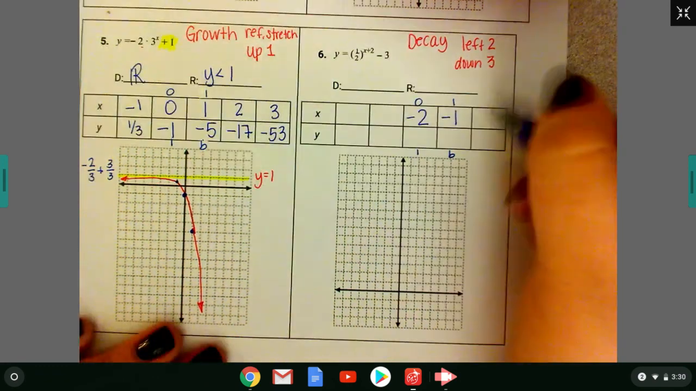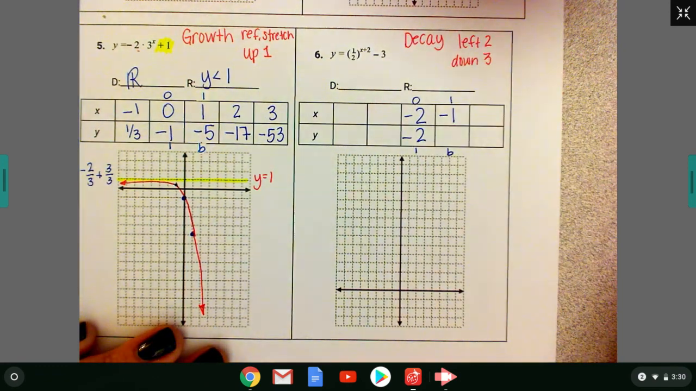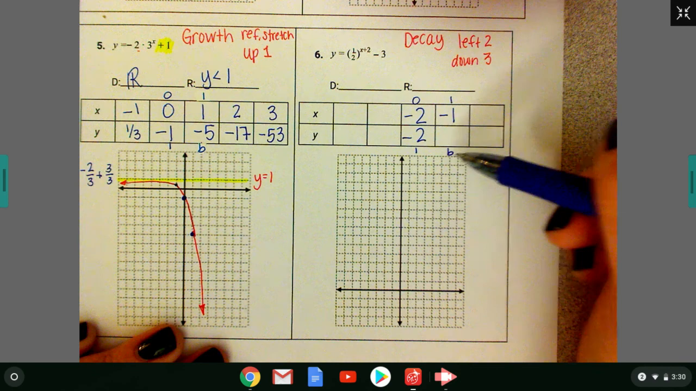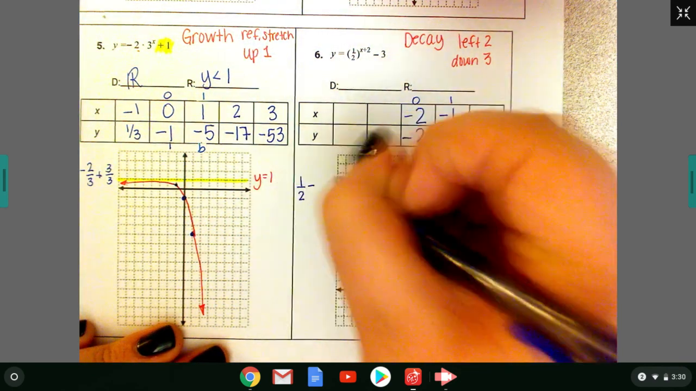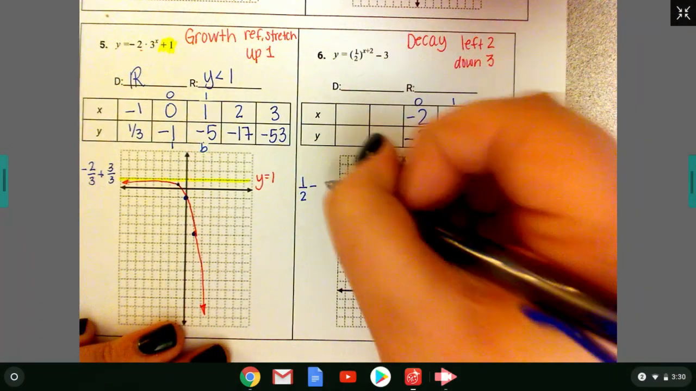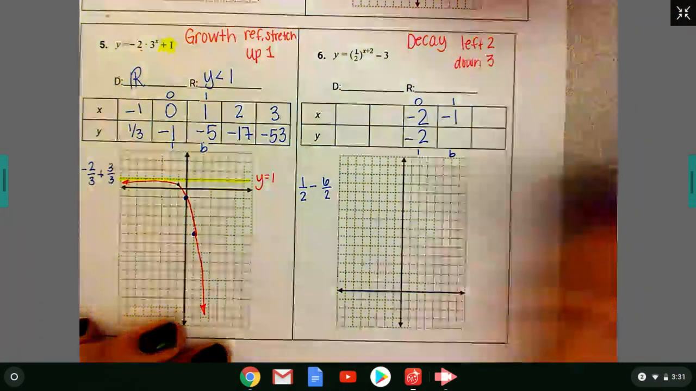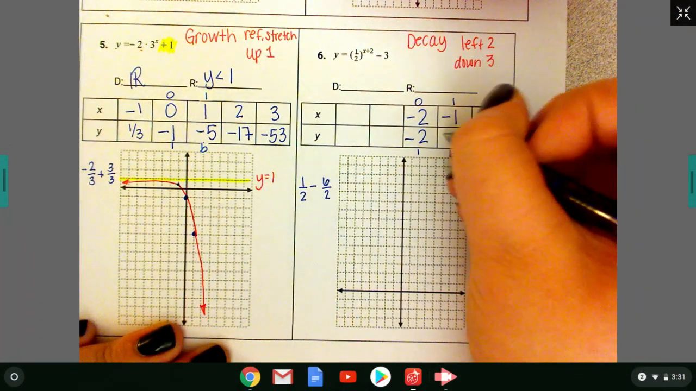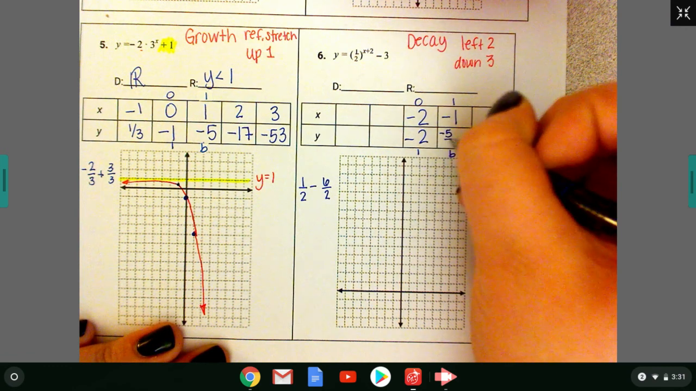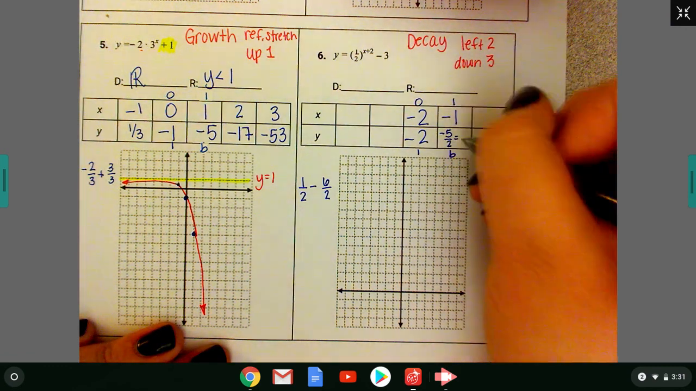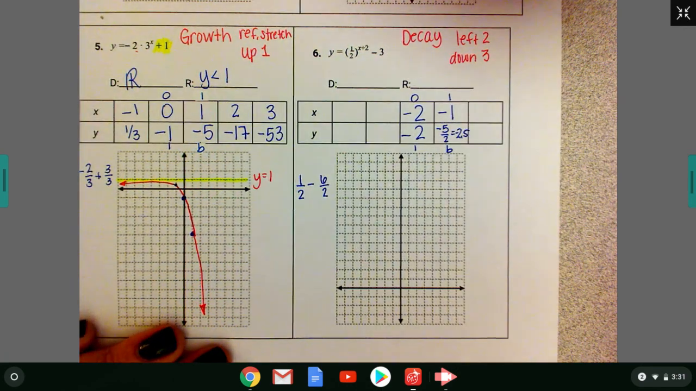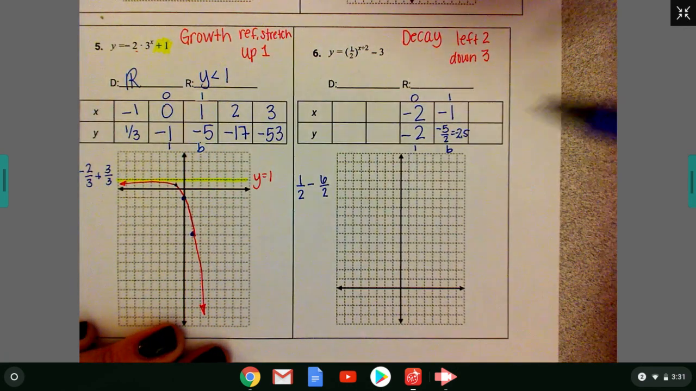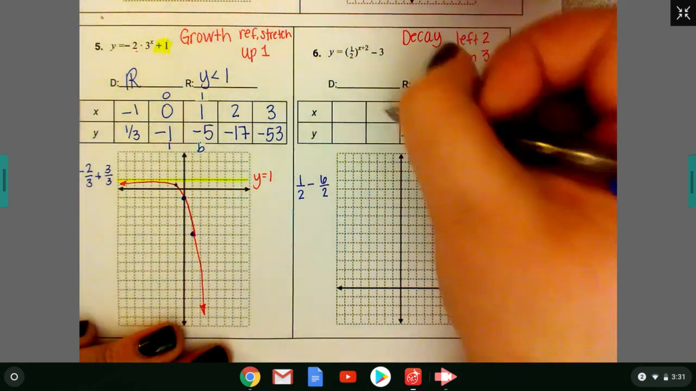So 1 down 3 is negative 2. And b, which is 1/2 minus 3. I'm going to write 3 as 6/2 here. So 1/2 minus 6/2 is negative 5/2, which is negative 2.5. Getting a little crunched, sorry. And then let's check some points to the left and right.